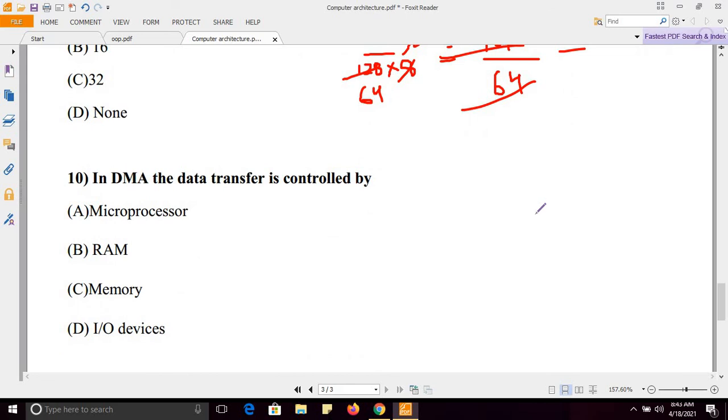Next question. In DMA, the data transfer is controlled by. DMA is direct memory access. What is the full form of DMA? It is direct memory access. It allows hardware systems to access main system memory independent of the CPU.